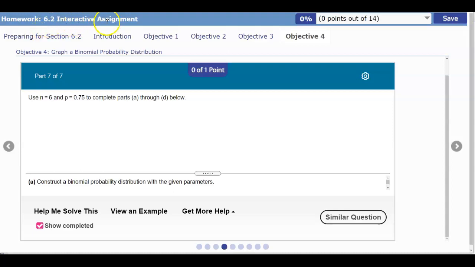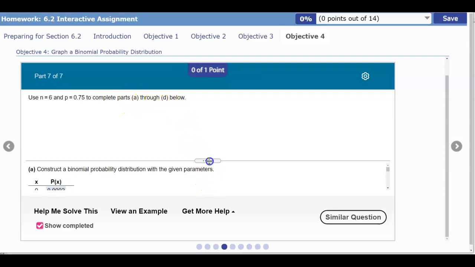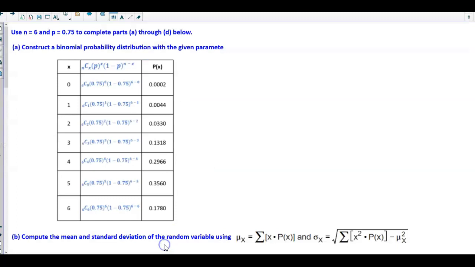Section 6.2 Interactive Assignment Objective 4. We're going to use n is equal to 6 and p is equal to 0.75 to complete parts A through D below. So we're going to construct a binomial probability distribution with the given parameters. In order to do that, we're going to have the following. For each individual value for x, it's considered exactly 0, exactly 1, exactly 2, and so on.